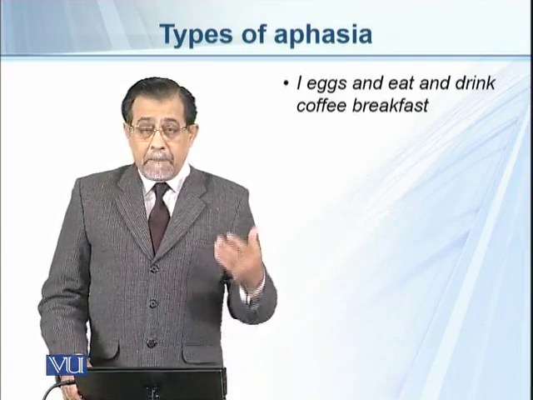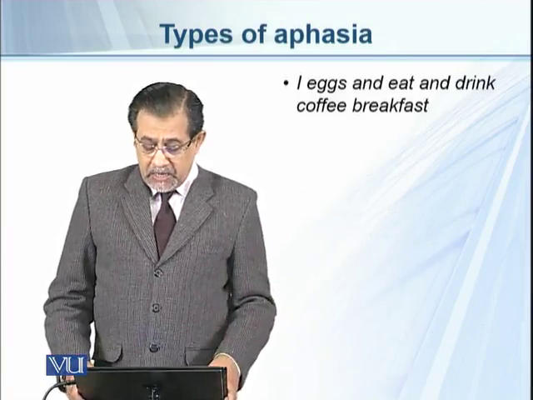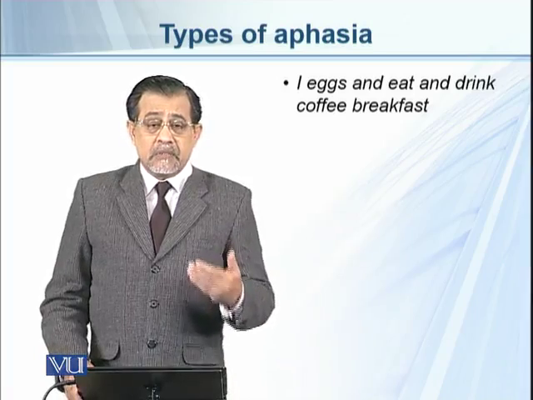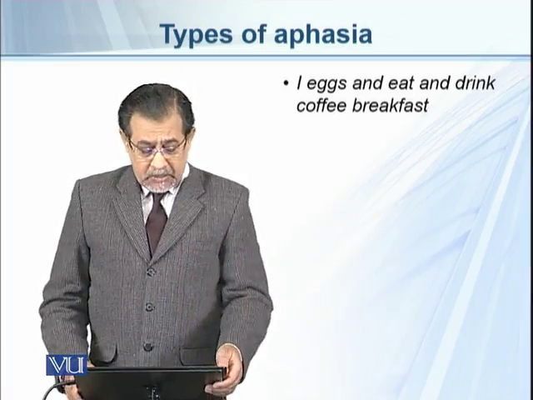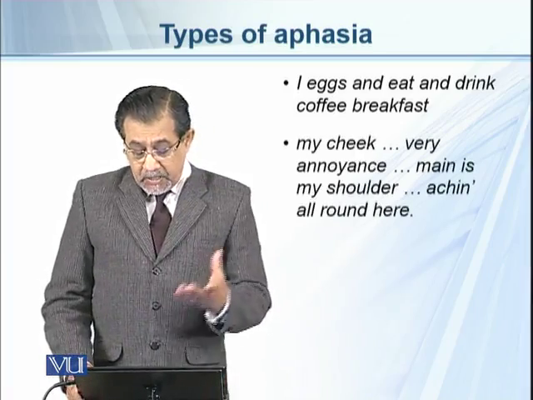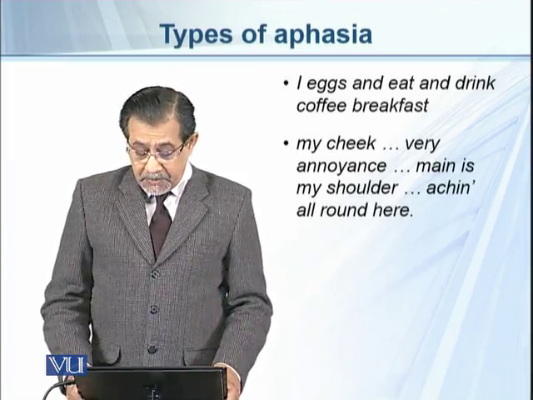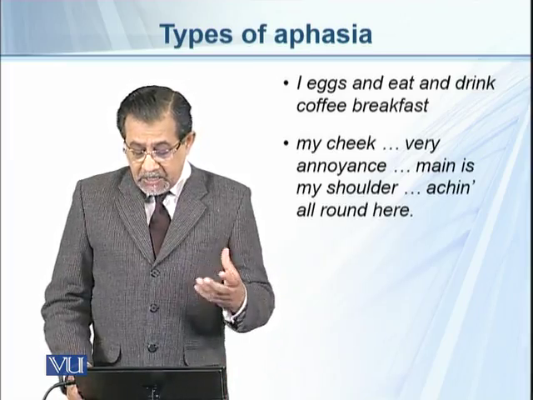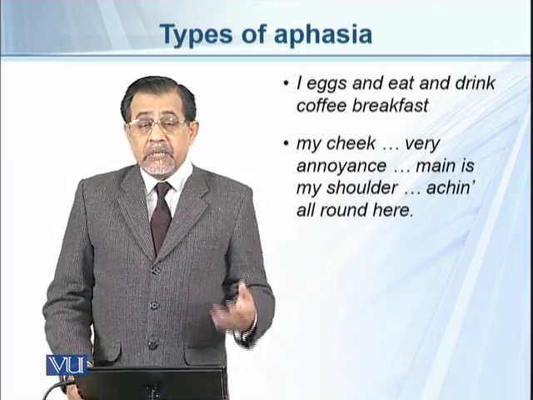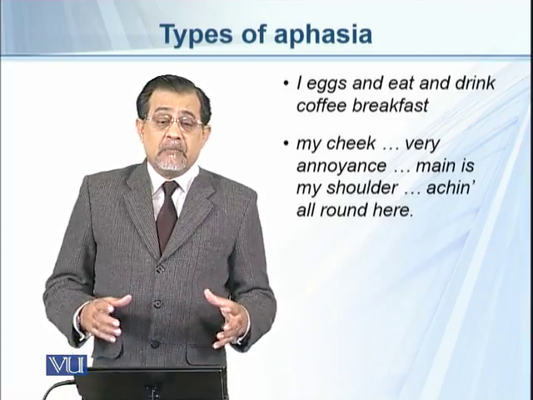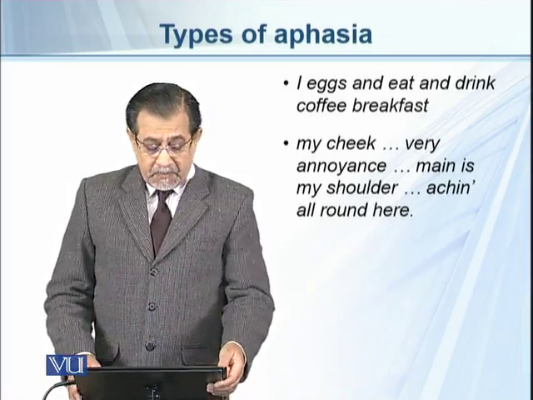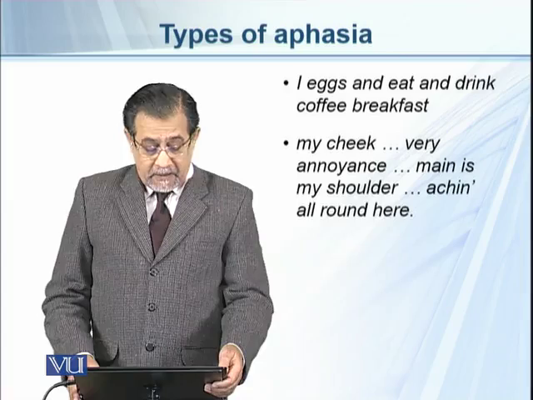For example, a person may produce speech such as: I, eggs, and eat and drink coffee, breakfast. So you can see that there is little comprehension in it, and the inflections are not properly used. Or there is another example: my cheek, very annoyance, main is my shoulder, aching all around here. So it is not a very understandable example by the person who is suffering from Broca aphasia.